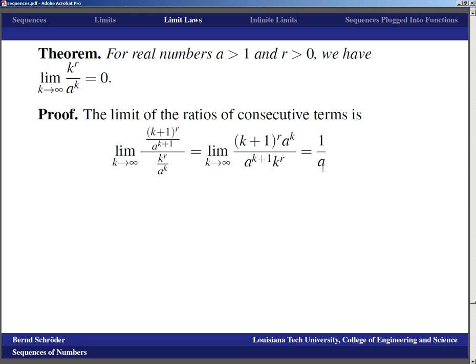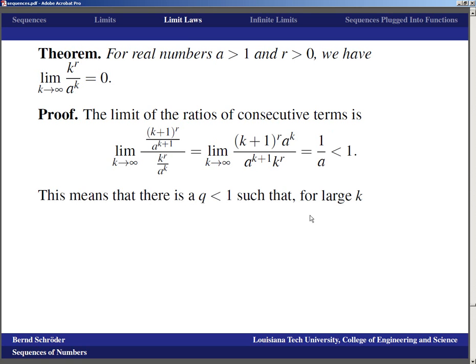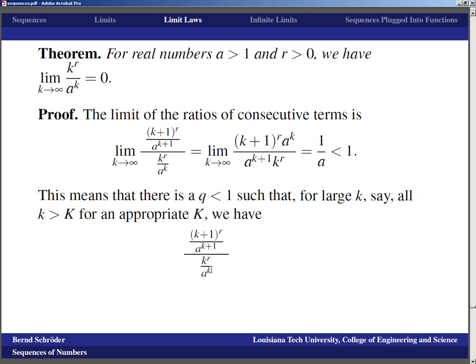So this limit is 1 over a, which is smaller than 1, because we said that a was greater than 1, right? So that means there is a number q smaller than 1, so that for large k, say for all k greater than capital K for an appropriate capital K, we have that this ratio is smaller than q, which is smaller than 1.